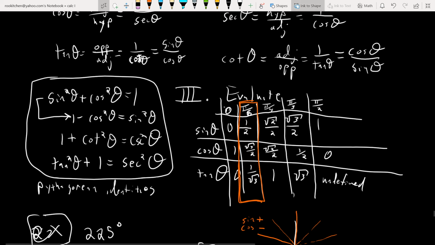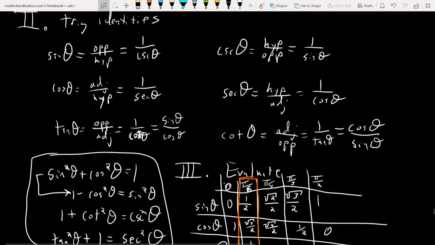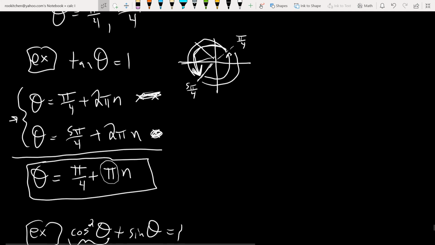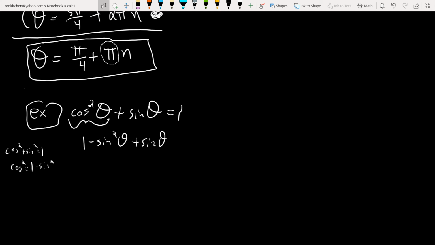Okay, and in particular the first one, right? So cosine squared is equal to, because we know cosine squared plus sine squared is 1, so therefore cosine squared must be 1 minus sine squared. So you have 1 minus sine squared theta plus sine theta equals 1.